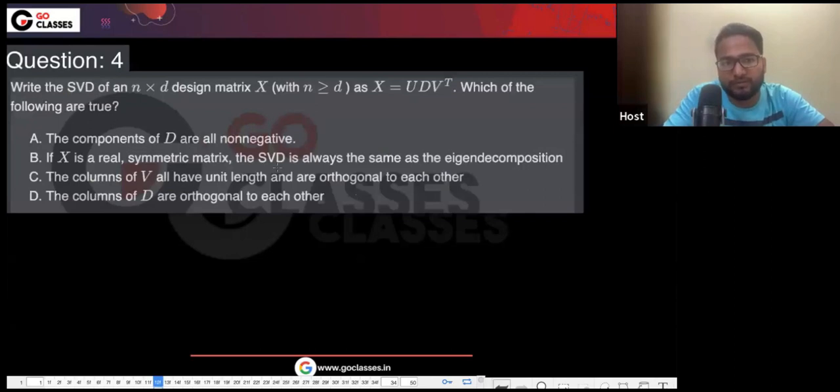Let's see the next question. Write the SVD of the n cross D design matrix X as this. Okay, which of the following are true? The components of D are all non-negative.